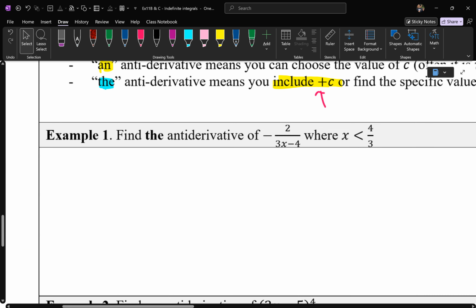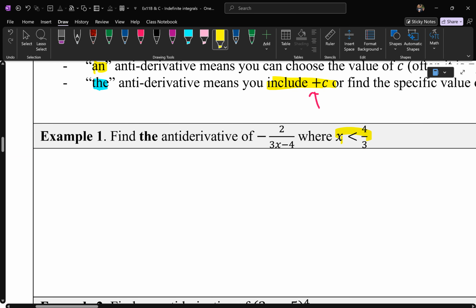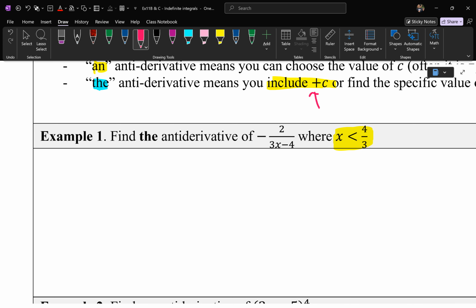Let's try this one. Note the condition that is on purpose there: x is less than 4 on 3. Here we go. It says the antiderivative, so do you include the plus c or not? You include it. Let's find the antiderivative of negative 2 over 3x minus 4. Don't forget dx. That's your first layout.